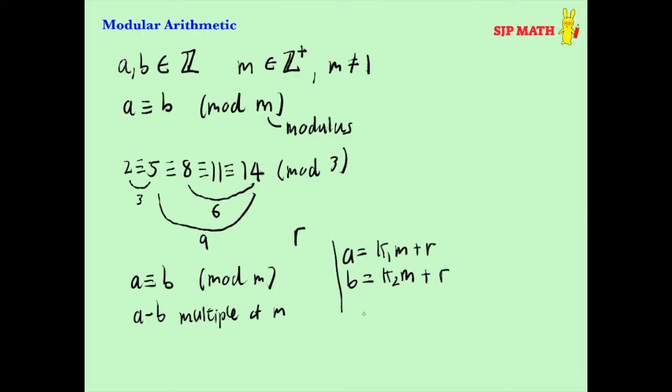And let's subtract these equations. Let's make that a bit neater. So subtract these equations. So we get that a minus b is equal to k1 times m minus k2 times m. And these r's cancel out, so they're gone. And we can factorize out m on this side.